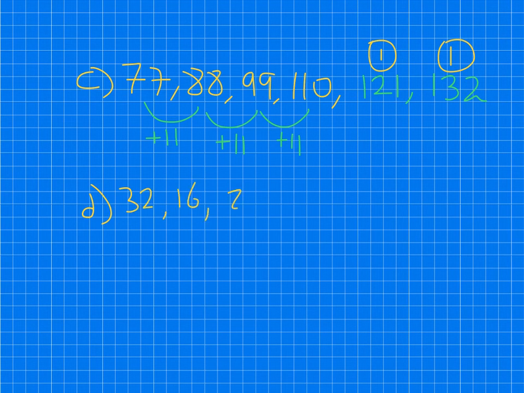Part D. It might be that you can spot this straight away, but if not, look at the difference between consecutive terms again. We go down by 16, down by 8, down by 4. It looks like we're subtracting half each time. So we're halving the number, which gives us 2 and then 1. Again, 1 mark for each correct answer.